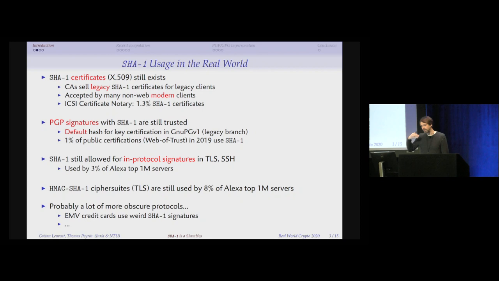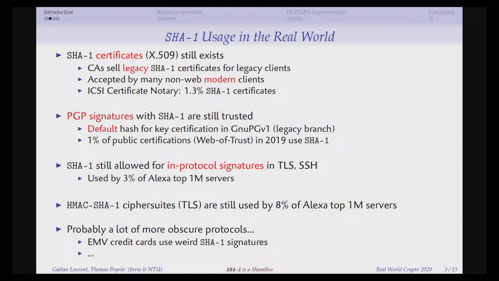And if you look at public signatures in the Web of Trust, there's about 1% of SHA-1 usage here also. Another important place is in TLS and SSH. After the handshake phase, you usually sign a transcript of a handshake. And here, SHA-1 is very widely supported, and it's actually used by a few percent of traffic. So it's really used in a lot of different places, and probably used in a lot of more obscure and hidden protocols. Actually, it's used in credit cards, for instance. There are some kind of SHA-1 signatures there.